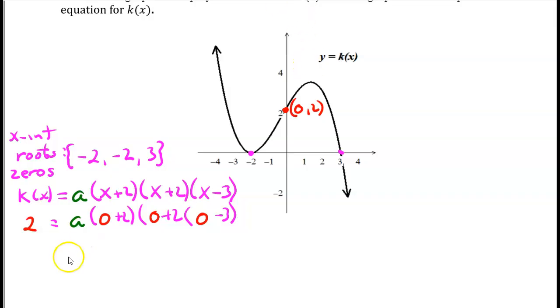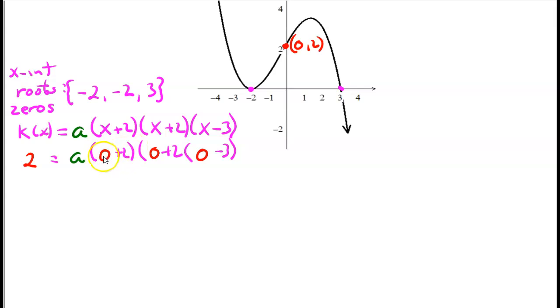Okay, let's just switch to black. So from here, we have 0 plus 2, right? That's 2 times 2 times -3. So if I simplify everything, I'll have 2 equals my a, and then this value over here turns out to be -12. And if I divide both sides by that -12, I have a by itself. So it looks like 2 over negative 12, which is negative 1/6, is what a equals.